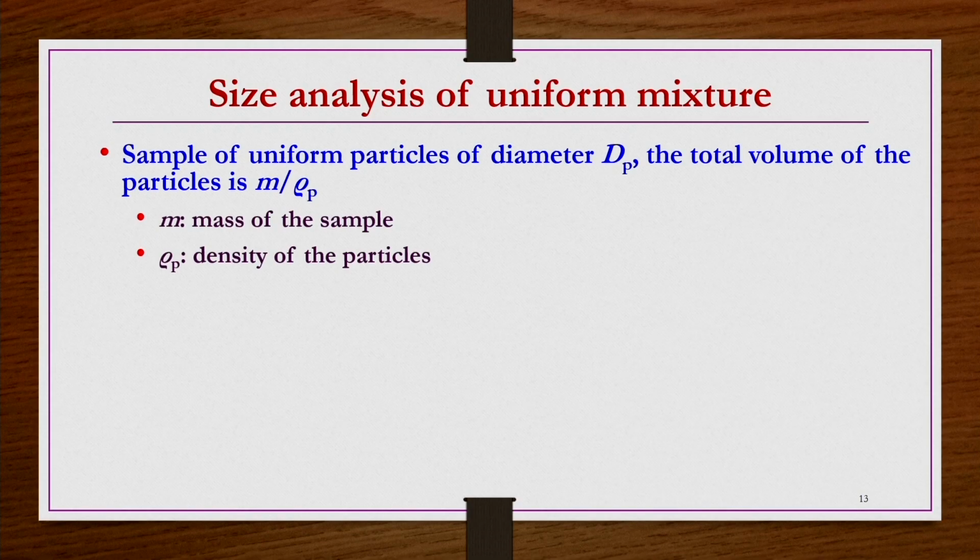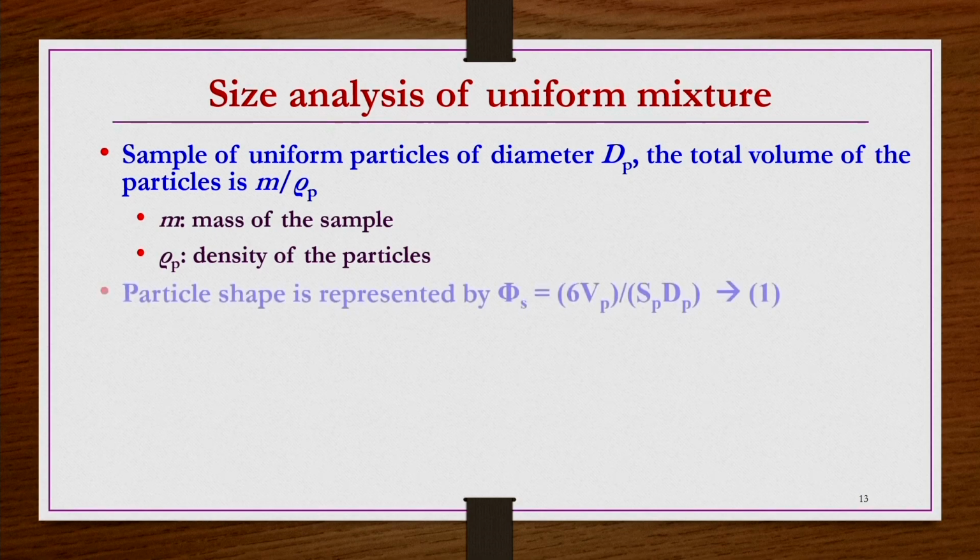These particles may be of uniform size, but you may not know their sphericity. Then particle shape, sphericity, you can calculate using phi s equals 6 Vp by Sp dp. This we have already done. You need to do it for only one particle, because all particles have the same size. So you take one particle, you measure its surface area, you measure its volume, and you get the dp, and then you can calculate the particle shape by 6 Vp by Sp dp.